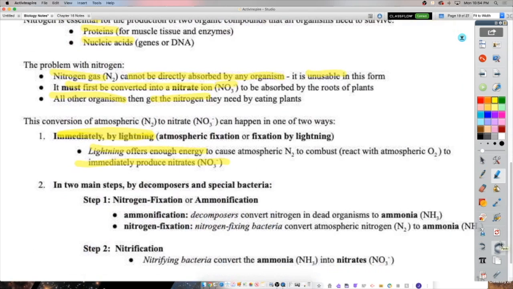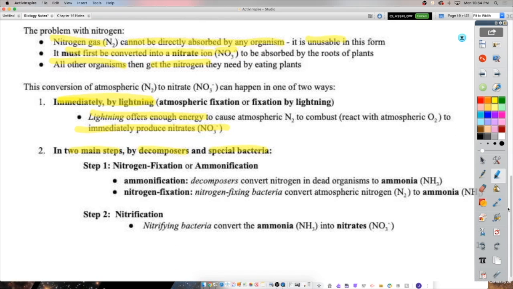Now that does happen, but the vast majority of nitrogen becoming nitrates happens in this second process, which consists of two main steps, okay? And it's done by first decomposers and then a special type of bacteria. So step one is called nitrogen fixation or ammonification. It's actually two different things.